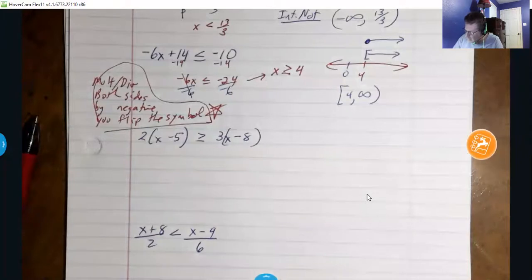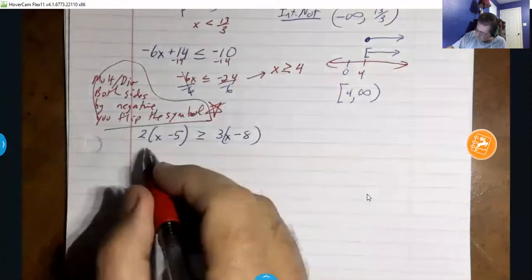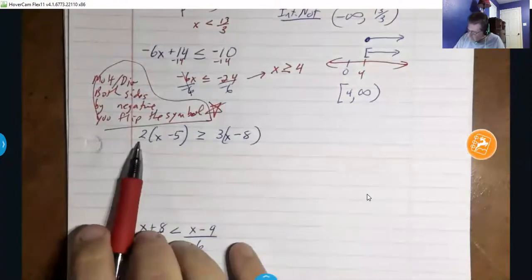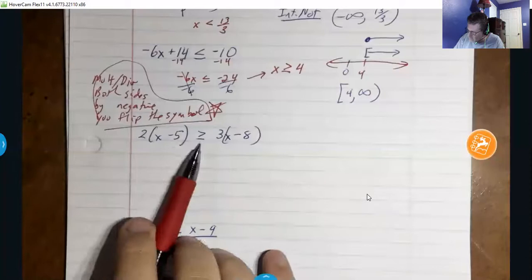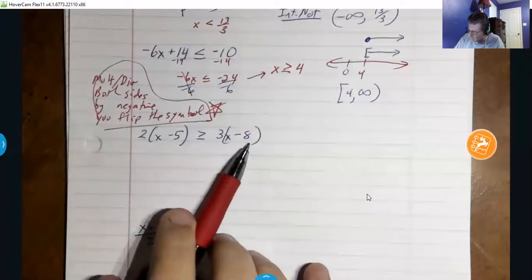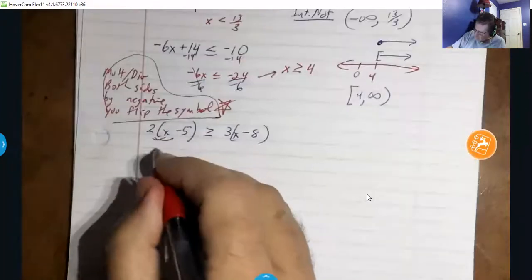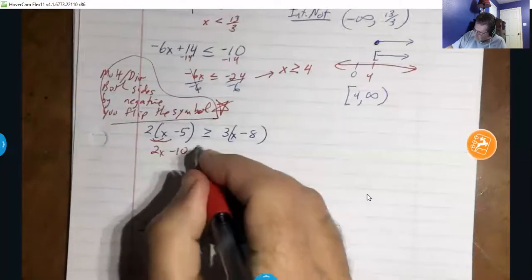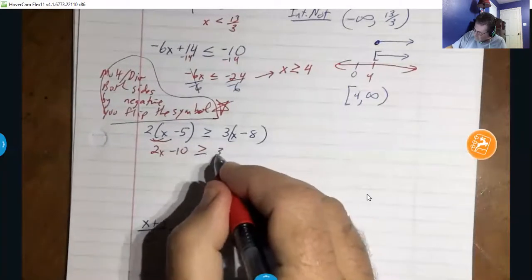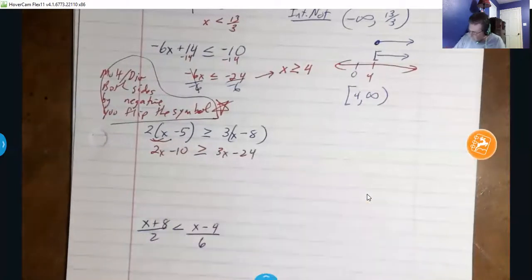Now rules still apply for everything. Same old rules. I still have to distribute. So if you look at this problem, 2 times x minus 5 is greater than or equal to 3 times x minus 8. We still distribute. 2x minus 10 is less than or equal to 3x minus 24.